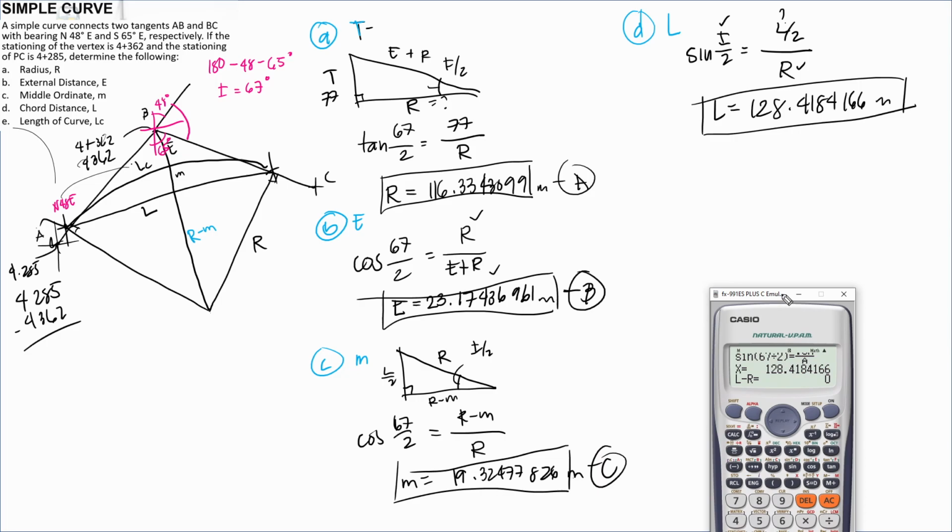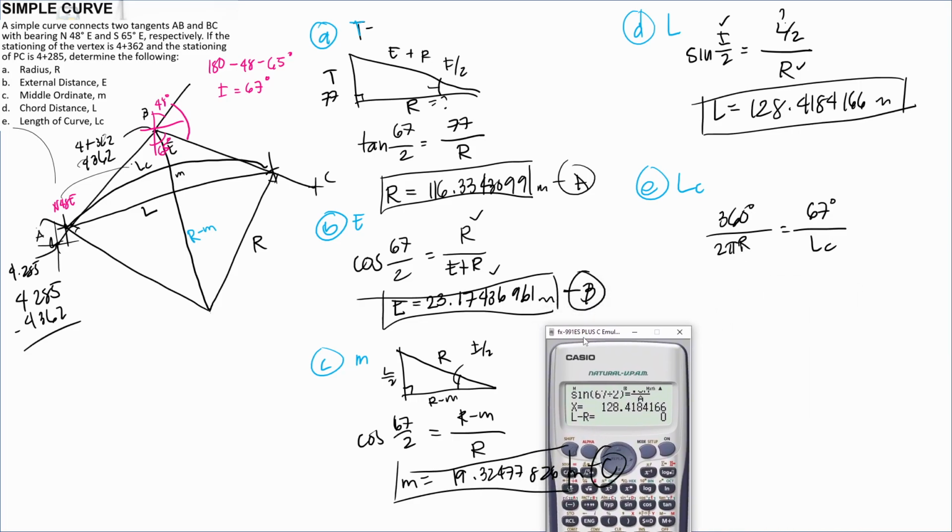Yan. And then, lastly, length of curve. So, length of curve is, again, ratio and proportion lang natin. So, meron tayong 360 degrees sa isang circle. Meron tayong 2 pi r na perimeter or circumference. So, alamin lang natin yung specific na arc niya sa 67 degrees. Na ang arc natin dito is unknown. So, yung LC. So, yung R given tayo dyan. So, again, shift solve lang natin yan.